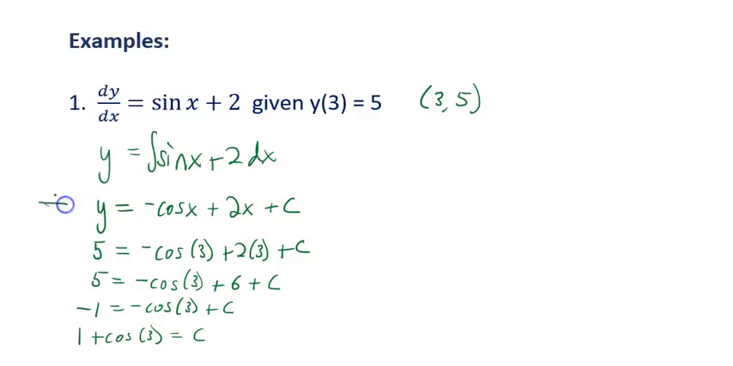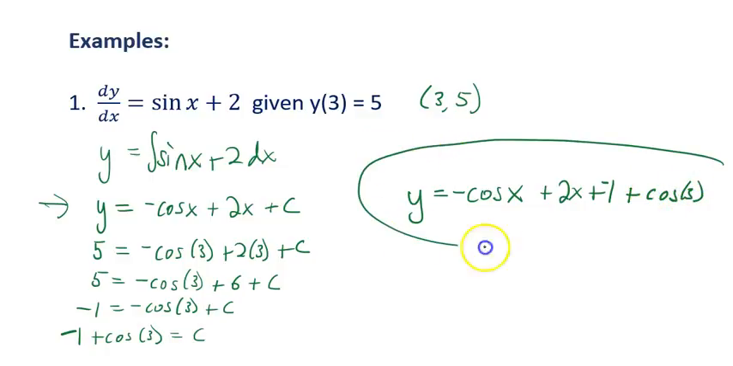So what we have right here, except instead of the c, we want to plug in what we know that c actually is. So your answer will be y equals negative cosine of x, plus 2x plus, excuse me, that's a negative 1, plus negative 1 plus the cosine of 3. And so that's your final answer, is the actual equation with the c plugged in. And things are wanting to disappear on me today. So there we go. Let's move to example 2.